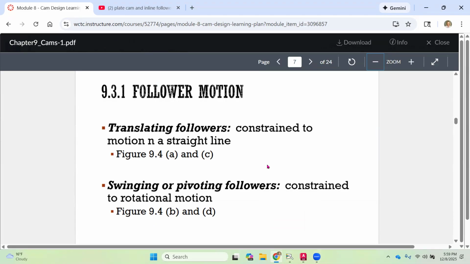Now, you can have translating followers, as we saw earlier, where they're going vertically or horizontally in a straight line as they're in contact, and that cam rotates around. Or you can have those swinging or pivoting ones. Really just depends on your application, and as the designer, you would choose those. We are going to be focusing on the translating ones.